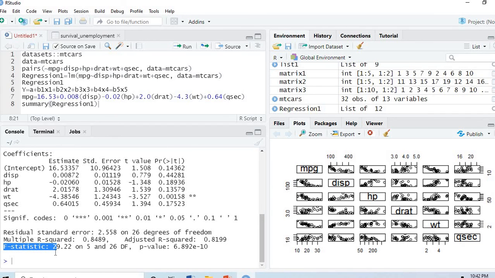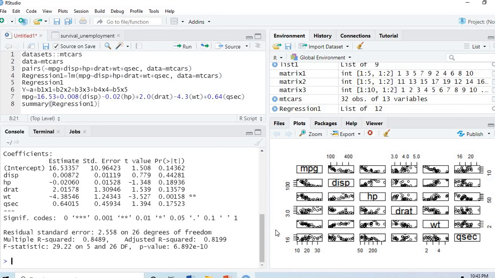And at last we have to interpret the F statistic value, which is related to the analysis of variance test. Now this value is 29.22 and the associated p-value is less than 0.05, because if you solve this one, 6.89 divided by 10 times 1 and along with 10 times 0, that will become less than 0.05. So this value should be significant, and it indicates that the regression model is good enough as compared to the baseline model.